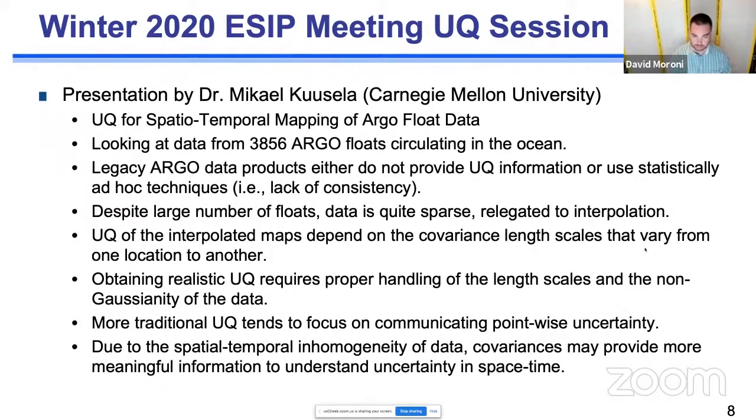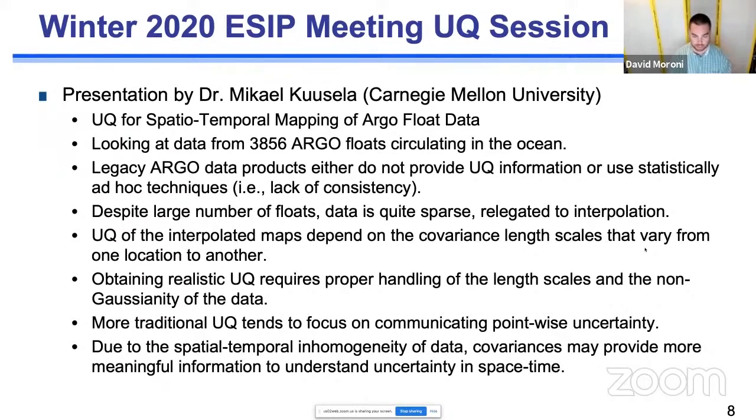So one is, despite the large number of floats, the data is quite sparse. And so that relegated the downstream products to interpolated products. And so the UQ, the interpolated maps, really depends on the covariance length scales. And this is essentially varying from one location to another. He also discovered that obtaining realistic UQ requires that you make sure you handle properly the length scales, and also take into account the non-Gaussianity of the data. Most of the data, I would say, in the ocean dynamics world is very non-Gaussian, and so that's something that is commonly not considered.